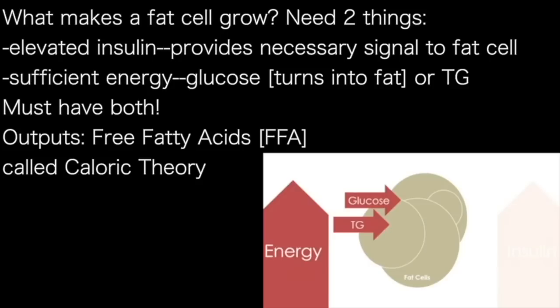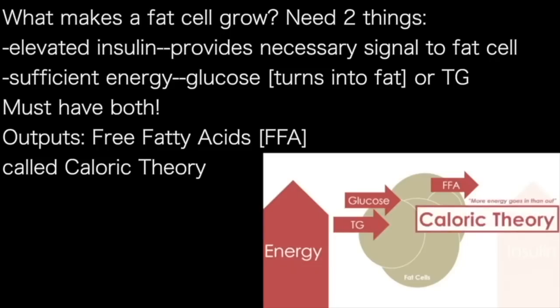Now, these are the inputs. Of course, fat cells have an output, and that would happen in the form of free fatty acids. So the overall balance of these caloric molecules in versus these caloric molecules out, this could, at its simplest, be defined as the caloric theory of why fat cells grow, or the caloric theory of why we get fat. More energy is going into the fat cell than is going out. That is the simplest version of this.